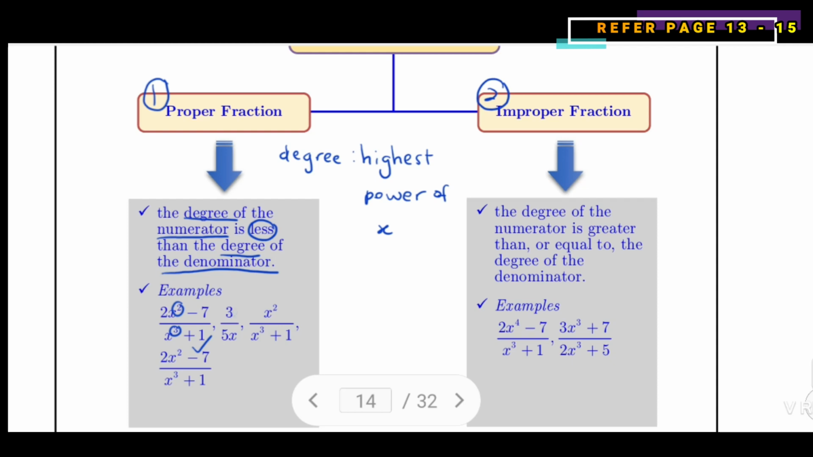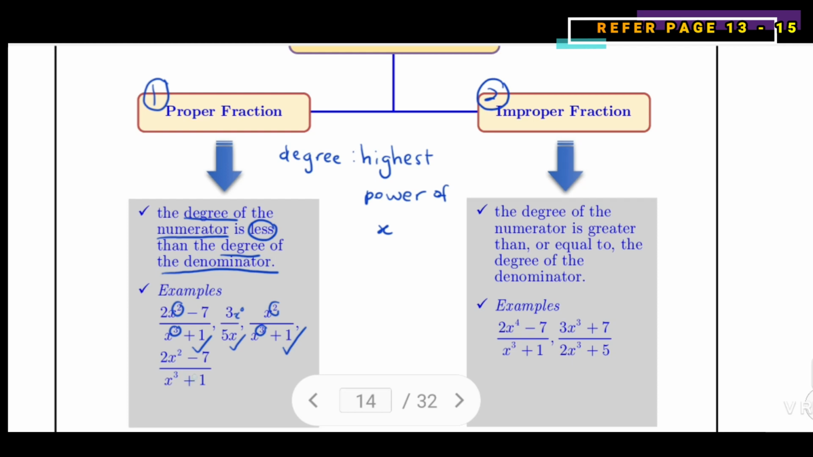For the second, we have 3 times x power 0. So the degree is 0. And in the denominator, the degree is 1. So the degree in the numerator is less than the degree in the denominator. So this is a proper fraction. Third example, x squared, so the degree is 2, over x cubed plus 1, so the degree is 3. Degree in the numerator is less than the degree in the denominator. So this is also a proper fraction.